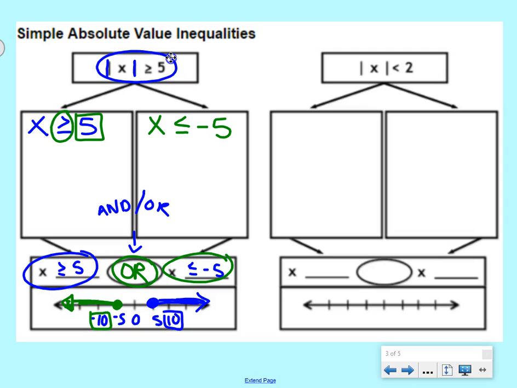Second example, we have the absolute value of x is less than 2. So again, first box, we rewrite it without the absolute value bars. Second box, we have to flip the inequality sign and flip the positive 2 to negative 2. We rewrite this down here. X is less than 2. X is greater than negative 2. Put this on our number line. This time we can count by ones.